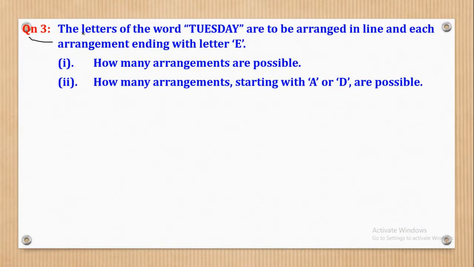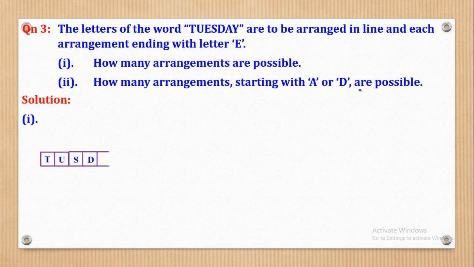Now, we shall go to question 3, which says the letters of the word Tuesday are to be arranged in line and each arrangement ending with letter E. Now, each arrangement has to end with letter E. How many arrangements are possible? That is Roman 1. Roman 2, how many arrangements starting with A or D are possible? Let's start with Roman 1. So, the word Tuesday, each arrangement must end with E.